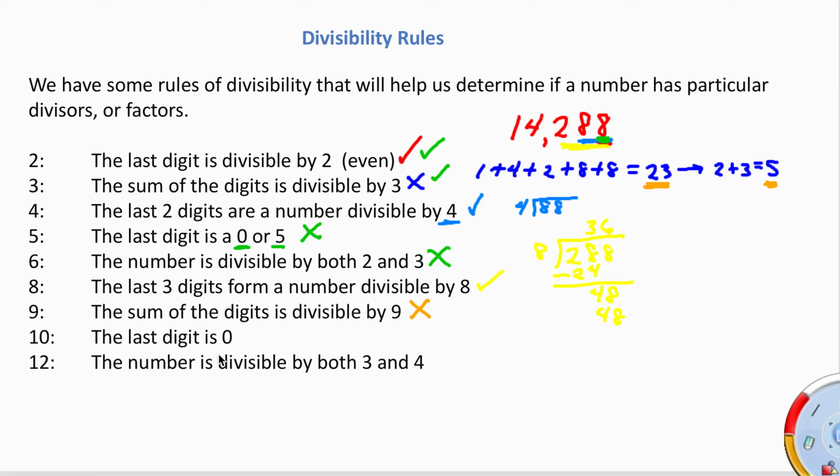To be divisible by 10, the last digit's got to be a 0. The last digit is not a 0. And to be divisible by 12, it's got to be divisible by both 3 and 4. So it's not divisible by 3, but it is by 4. So since it's not divisible by both of them, it's not divisible by 12. Okay, so those are our rules for divisibility that we need to learn.